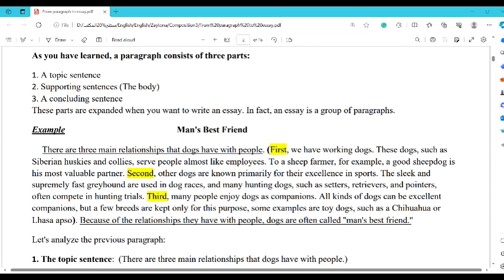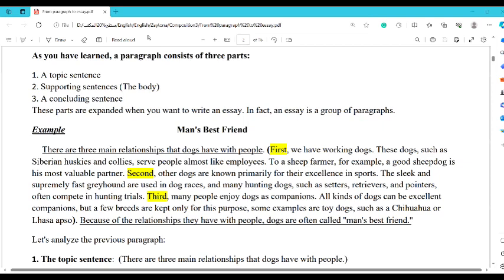There are three main relationships that dogs have with people. First, we have working dogs. These dogs, such as Siberian Huskies and Collies, serve people almost like employees to a sheep farmer. For example, a good sheepdog is his most valuable partner. Second, other dogs are known primarily for their excellence in sports. The sleek and supremely fast hound are dog racers, and many hunting dogs in dog races, right?